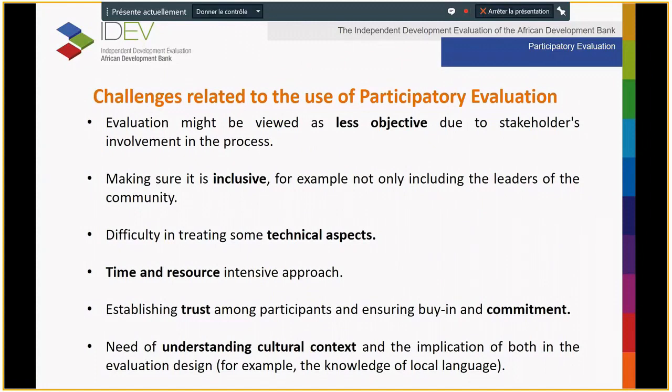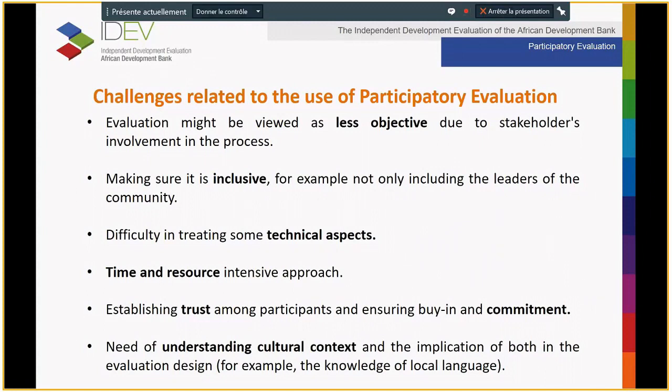It is very important to make sure that the stakeholder selection is indeed inclusive, ensuring representation of all voices and actors in a community, for example, and not only the leaders, who are usually the ones that stand out. This obviously includes concerns at the level of gender, age, race, and others.